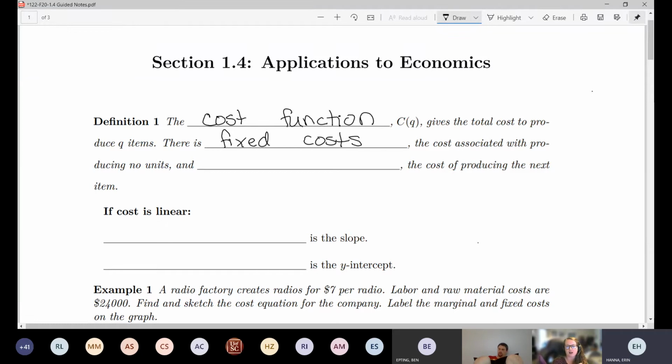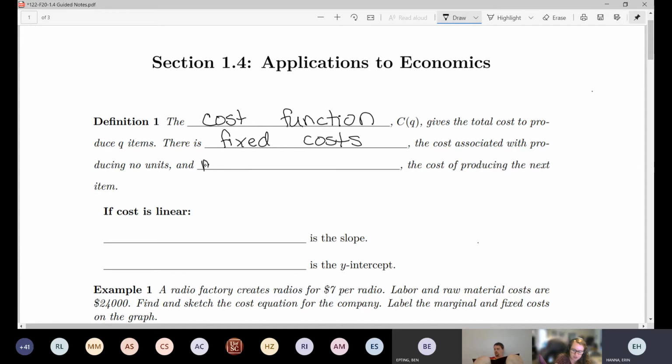The fixed costs are the costs associated with producing no units. So it's essentially, even if you don't make anything, you are still probably going to have to pay the rent for the building, the electric bill, the cost for materials, all the stuff that you need to pay for before you even start making things.